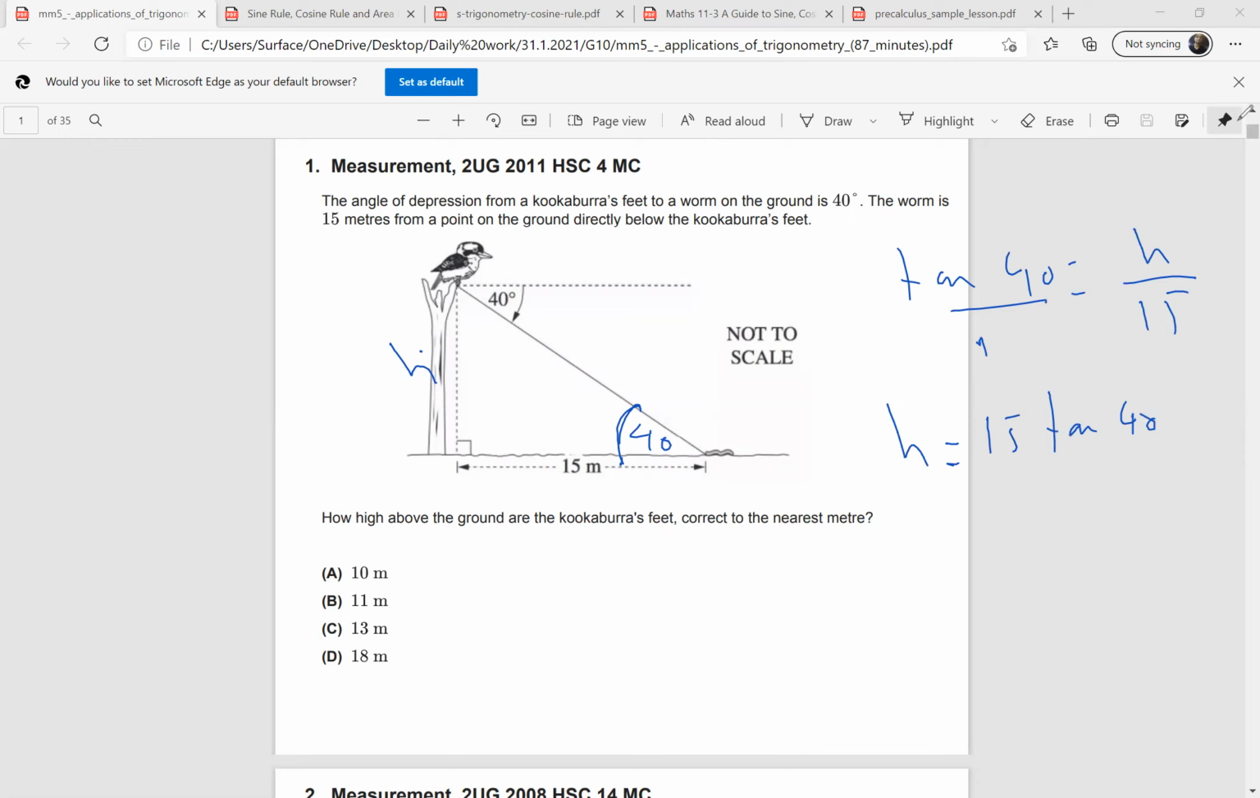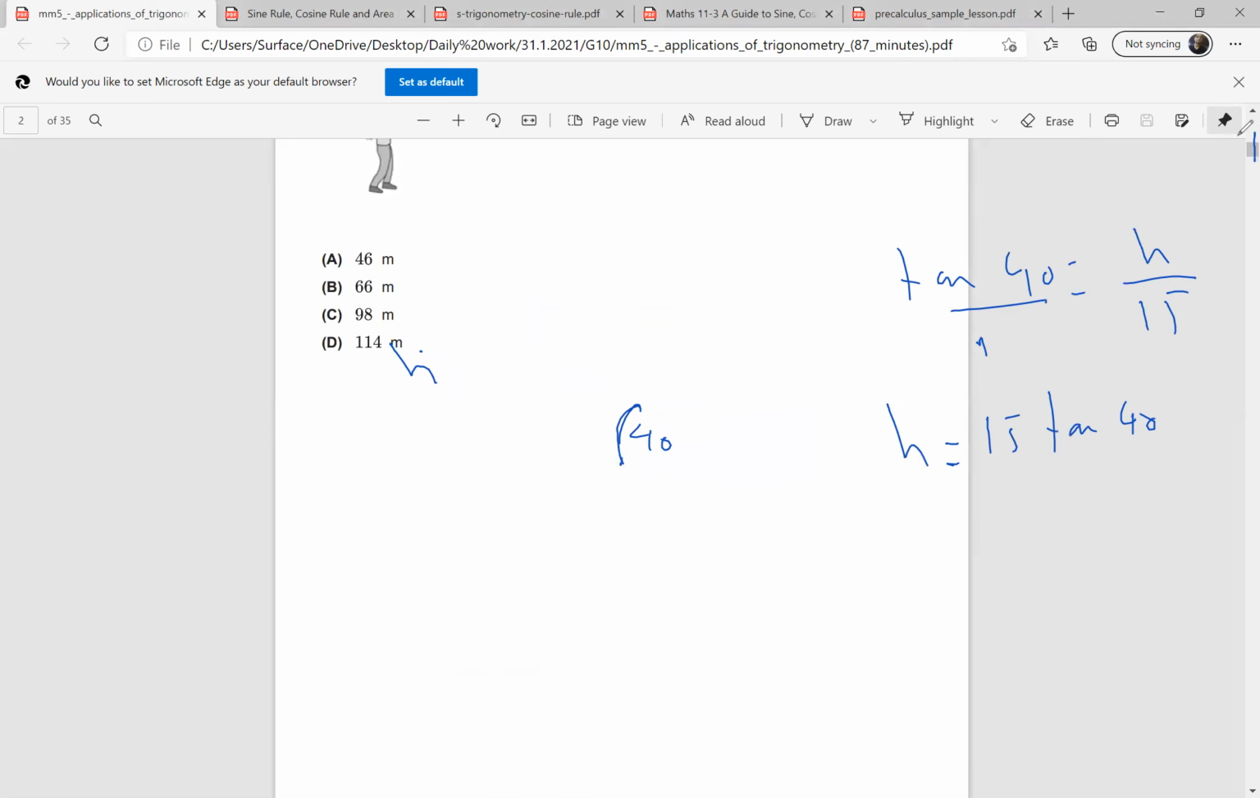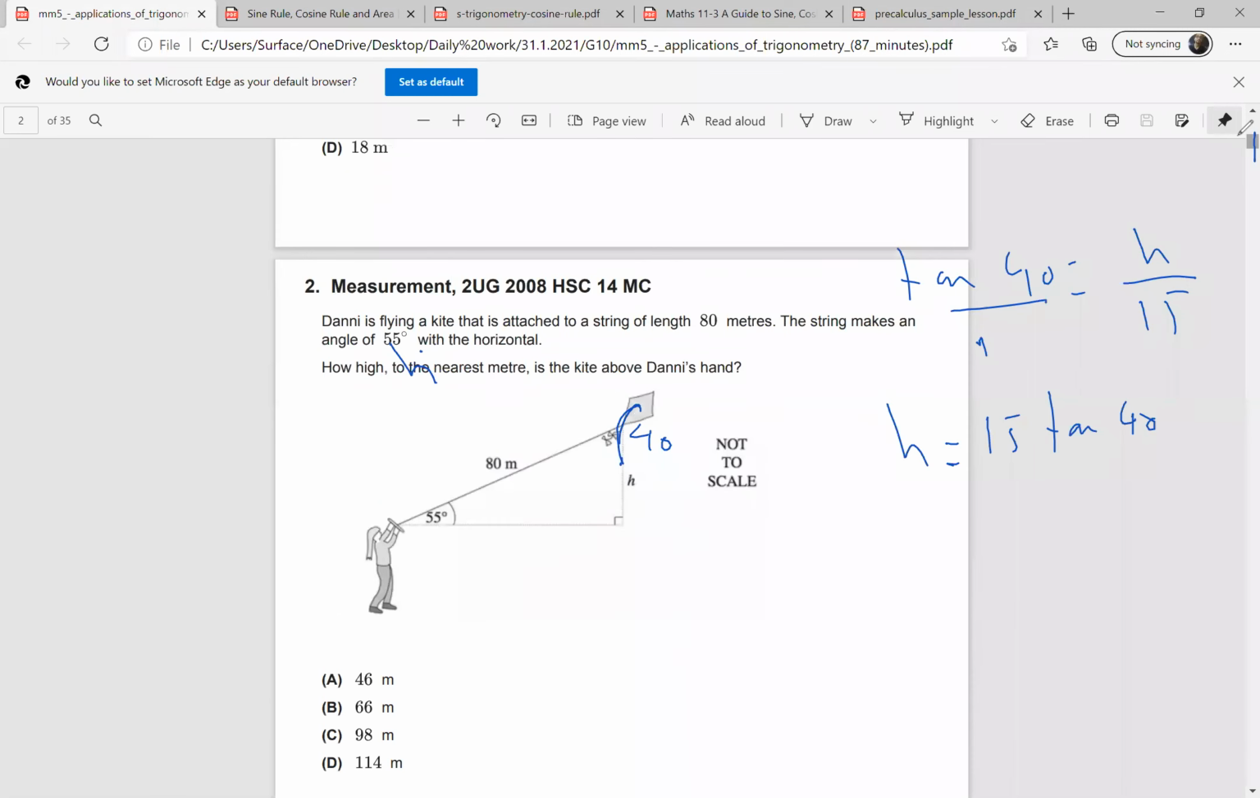The second one. Can you solve the second one? The same idea. Danny is flying a kite. Mr., we will use sine. And this second one, it's okay. Have you finished the first one? Do you have any problem with it? No. Okay, the second one.